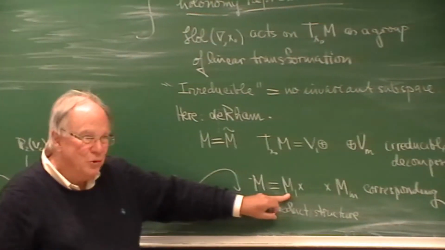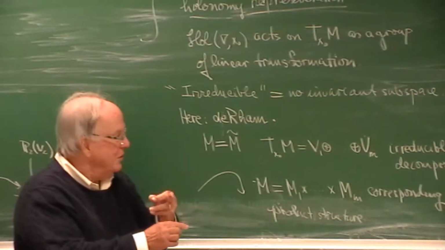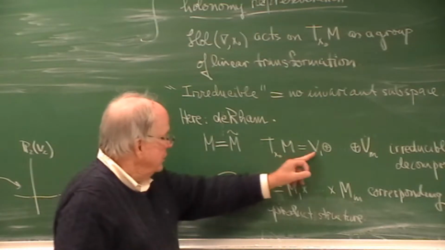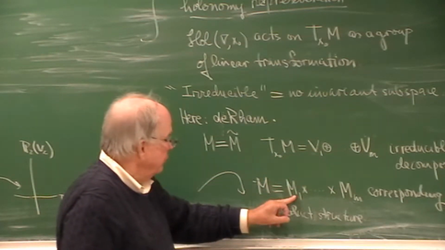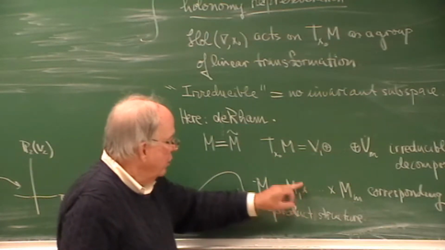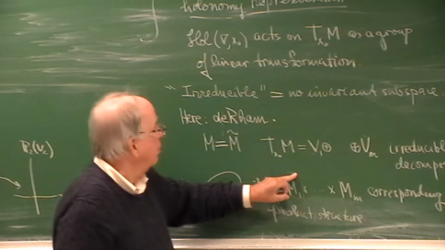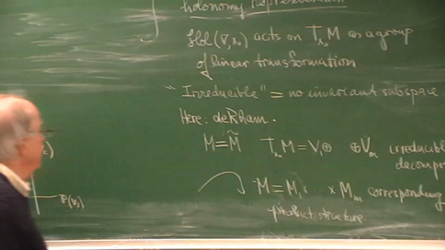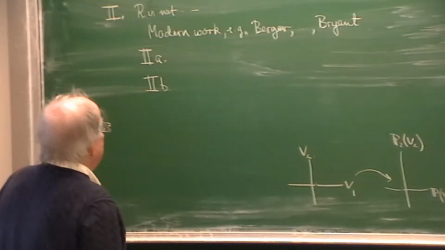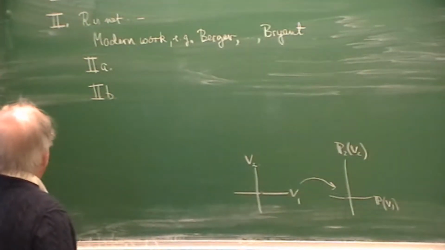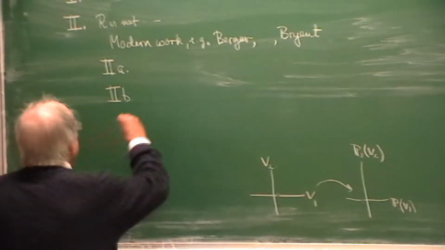So again, you use holonomy to reduce the situation to manifolds M1 through Mn, where holonomy is irreducible. You can't reduce anymore. That's extremely useful. So we assume holonomy is irreducible. And that's that. And then there are two cases.